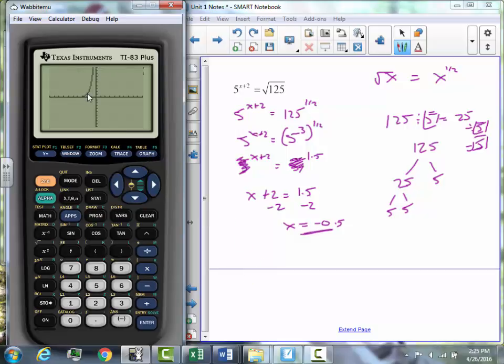That looks like it's my exponential graph. Where's the square root of 125 graph? It's probably on the axis. What is the square root of 125? It's 11.18. It doesn't exist. Well, not that it doesn't exist, but my window currently goes as high as 10.